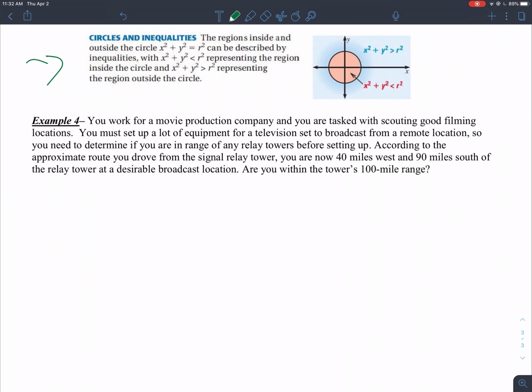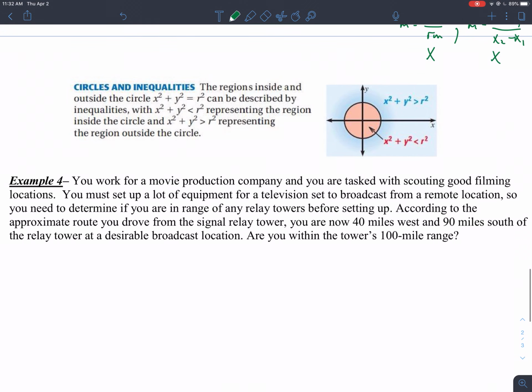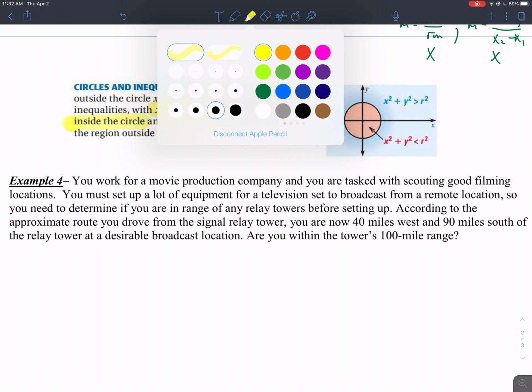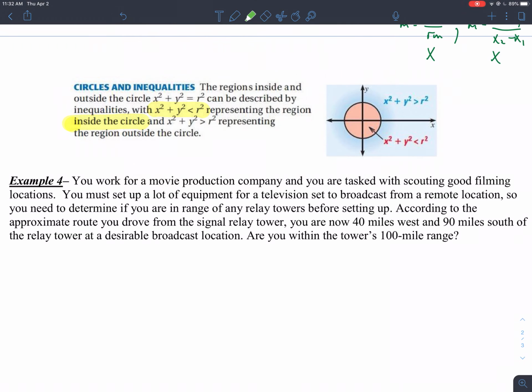So the textbook tells us this information here. The regions inside and outside the circle that has this equation, so any circle, in other words, that centers at the origin, can be described by these inequalities. X squared plus y squared is less than r squared, representing the region inside the circle. So let me do some creative highlighting. You should probably do the same. This is the area inside the circle, and let's use a different color. This would be the region outside the circle.